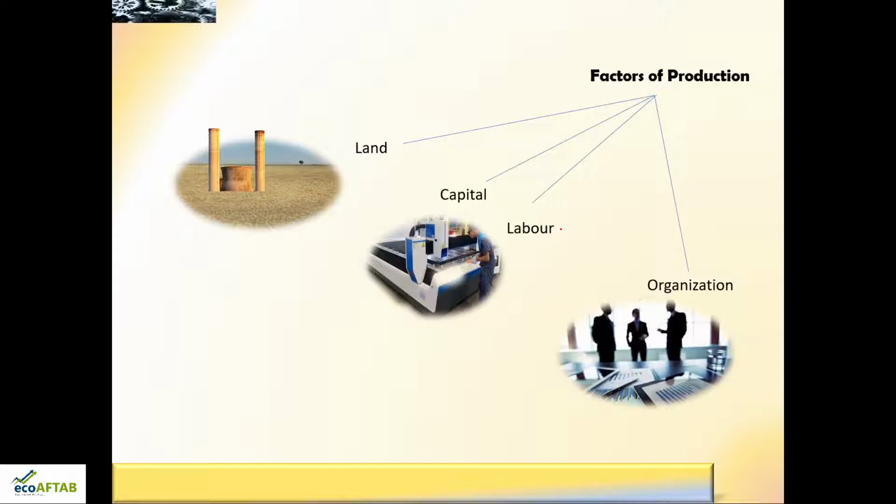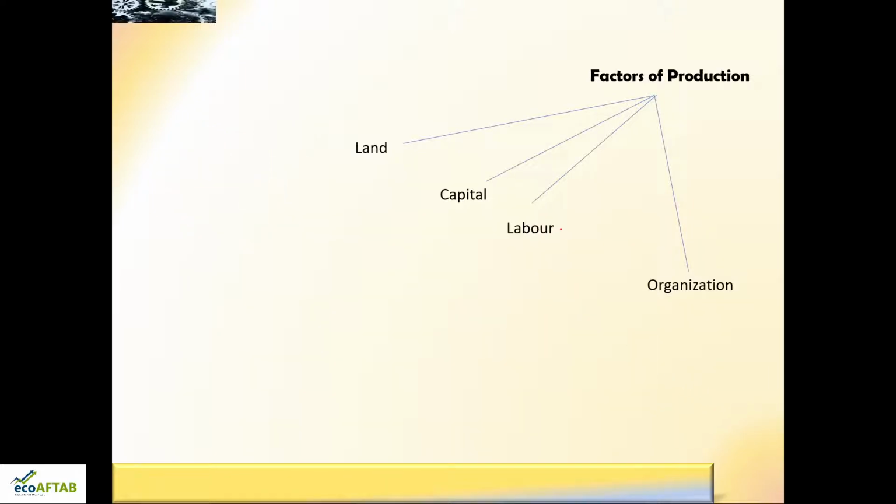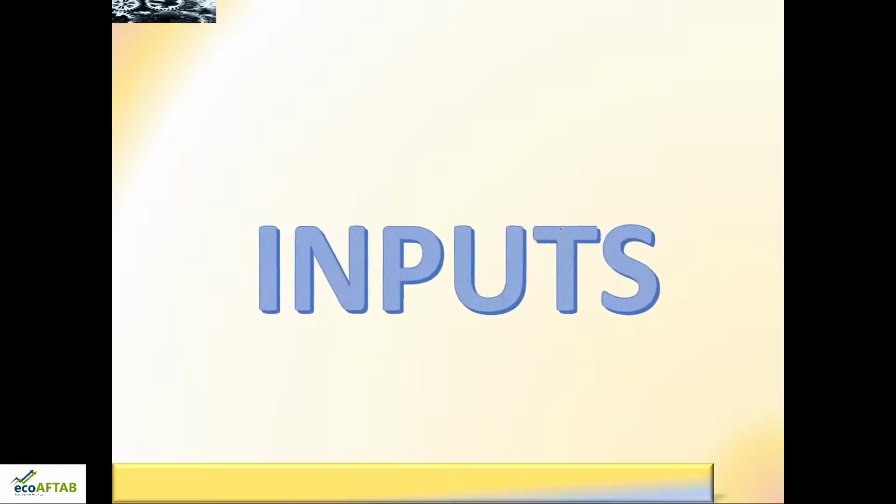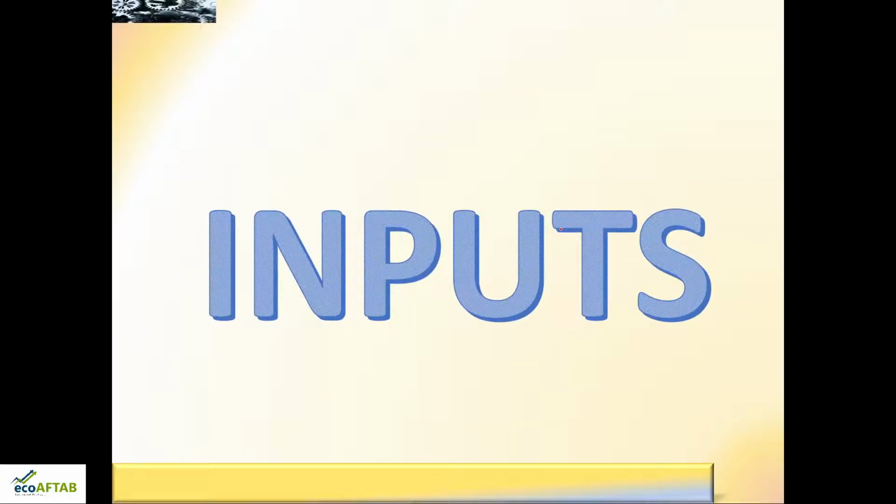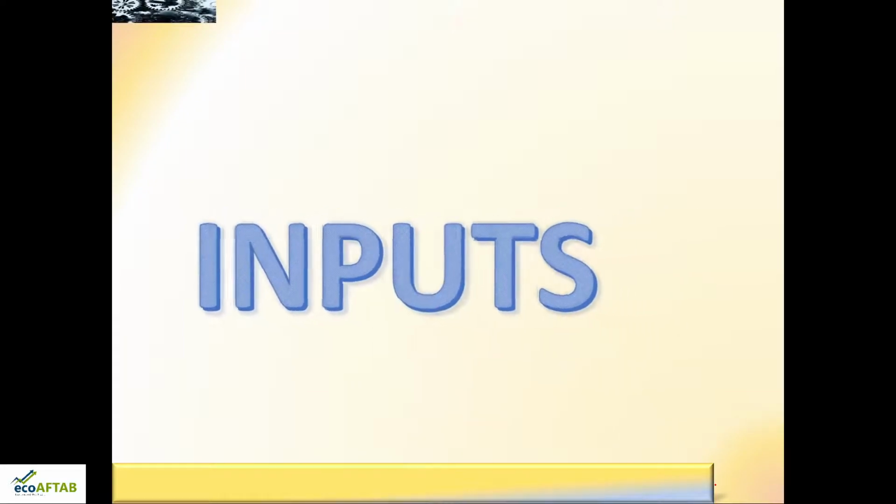Factors of production are the factors who help in the process of production. The other name for factors of production is, we also call them inputs. So these factors of production become our inputs. Now you can see, when I speak about these inputs, what role they play.